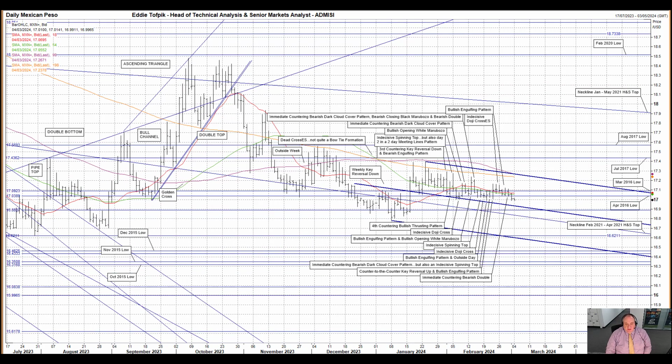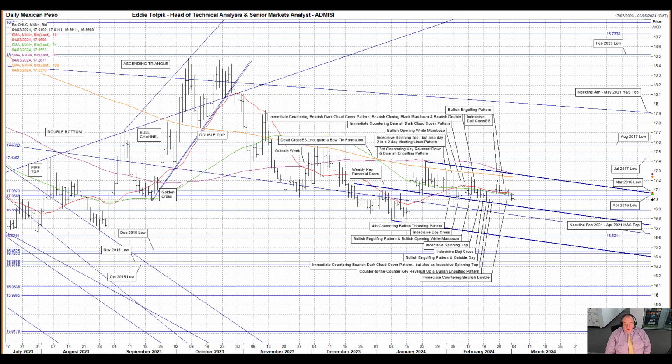US dollar against the Mexican peso. A second bearish black crow on Friday, and a follow-on lower to the previous session's immediate countering bearish double. After testing all of last week, Friday finally saw a break and close up below the support of the April 2016 low at 17.0389. The market was also capped by the flatlining short medium moving average, currently 17.0553, with further resistance overhead from the March 2016 low at 17.0923.